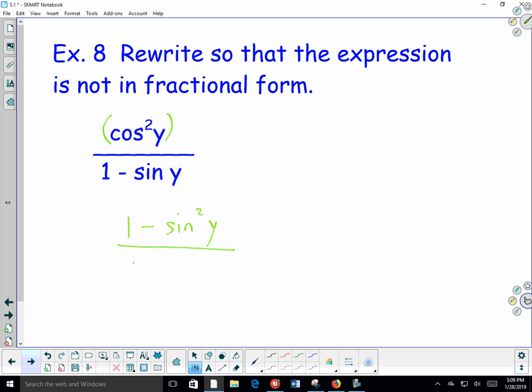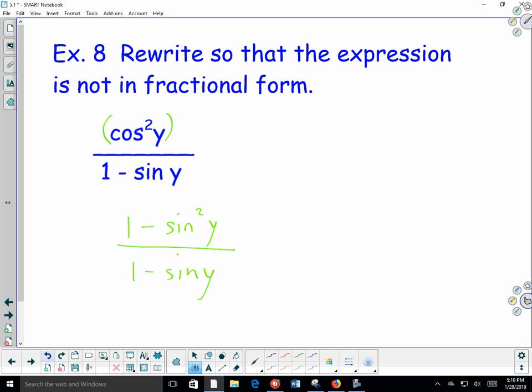And so I have that over 1 minus sine y. Can I divide out one of these sines with this sine? That would be a big no-no, because the sine y in both places are really terms, and we're only allowed to divide out factors. So this is no good. Let's get that off the table here.